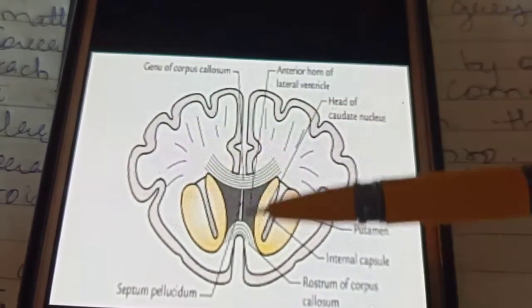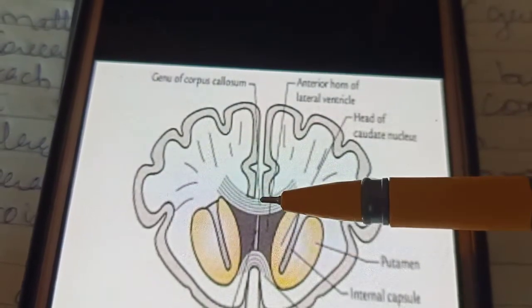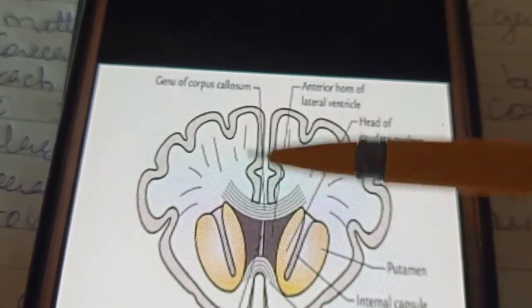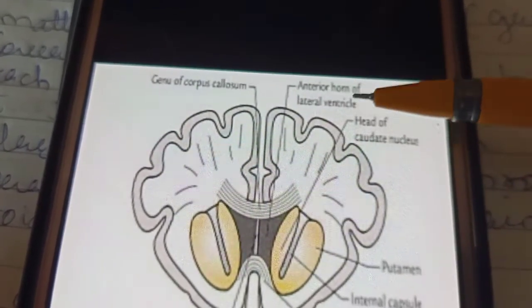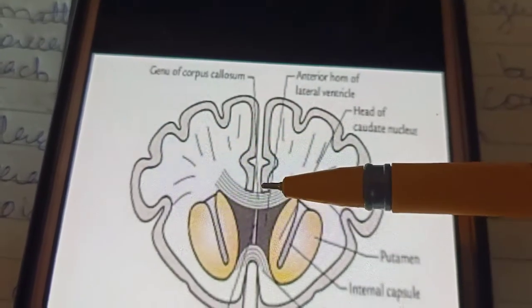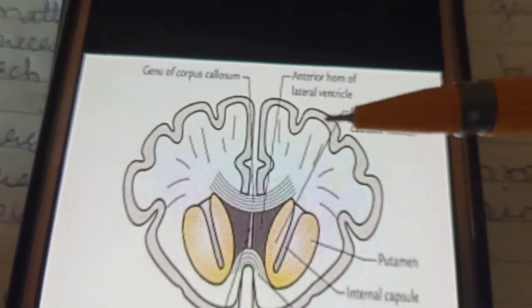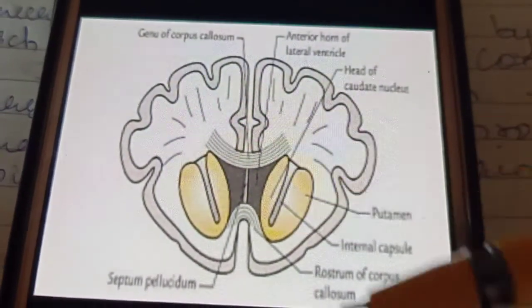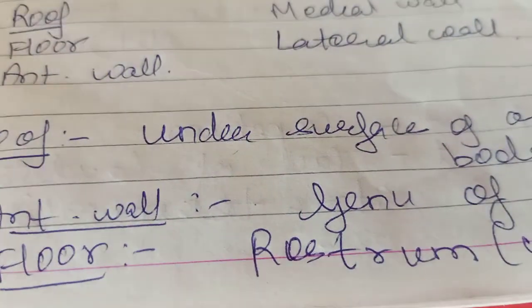Now the anterior wall is formed by the genu of the corpus callosum. So this is the genu of the corpus callosum. This is forming the anterior wall of the anterior horn of the lateral ventricle. This is the anterior horn of the lateral ventricle. So the anterior wall is formed by the genu of the corpus callosum. The floor is formed by the rostrum of the corpus callosum.